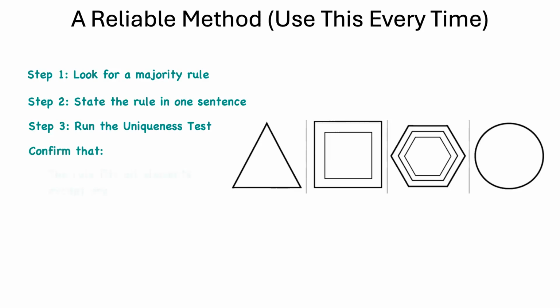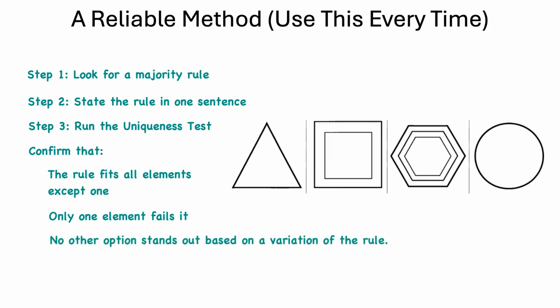You should confirm that the rule fits all elements except for 1, only 1 element fails it, and no other option stands out based on a variation of the rule. If the uniqueness test fails, then it is not the intended rule yet, or it is incomplete. And then lastly, step 4, refine once if needed. If your rule produces more than 1 odd candidate, then add 1 additional feature and retest. So with that, let's apply this process to our example here on the right.